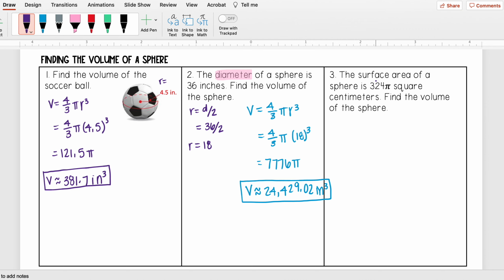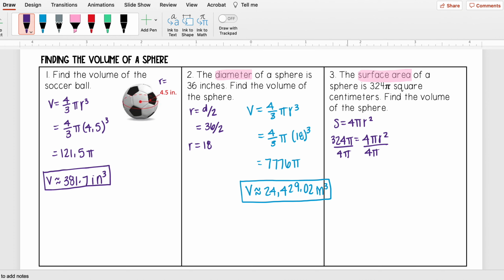Now let's look at one last one. So this one says that the surface area of a sphere is 324 pi square centimeters. Find the volume of the sphere. So again, to find the volume, I need to know what my radius is, but here I'm given surface area. Well, we just learned that the surface area is equal to 4 pi r squared. And I'm given that my surface area is 324 pi, so I'm going to replace S with 324 pi equals 4 pi r squared. And then I'm going to divide both sides by 4 pi.